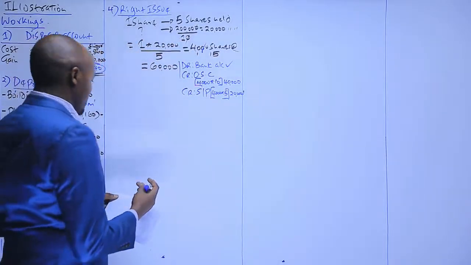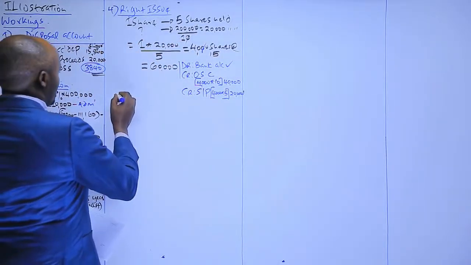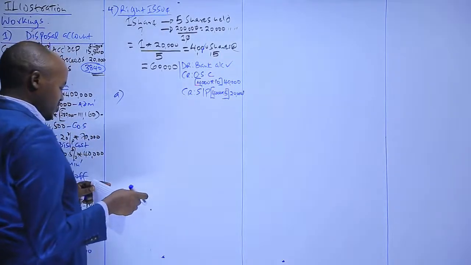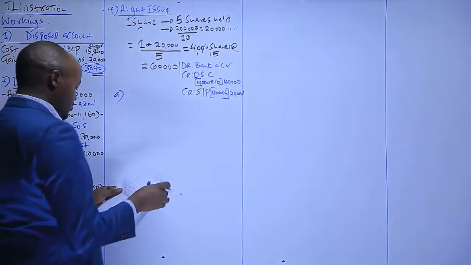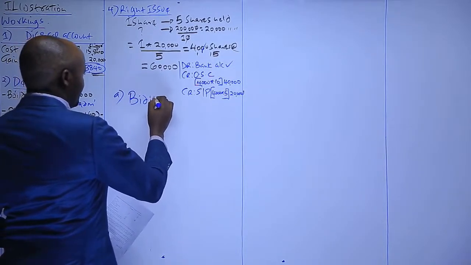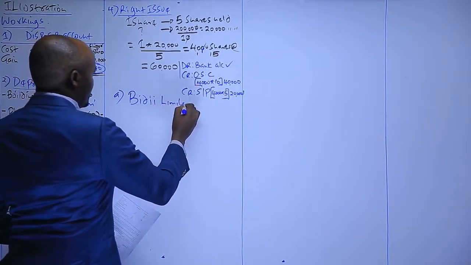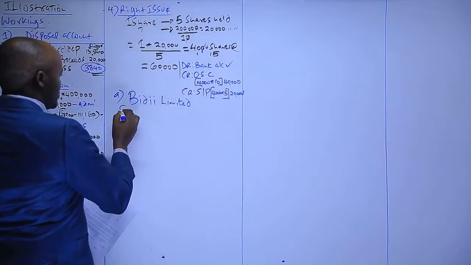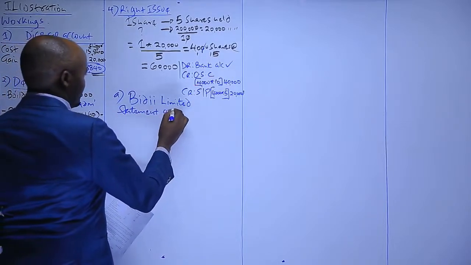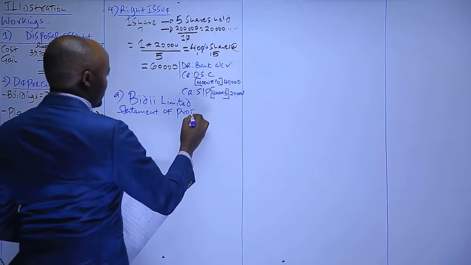So let's start with part A of that particular question. And what is required is the statement of profit or loss. So first of all, we need to have the name of the company. The name of the company is BD Limited. And this is a statement of profit or loss.